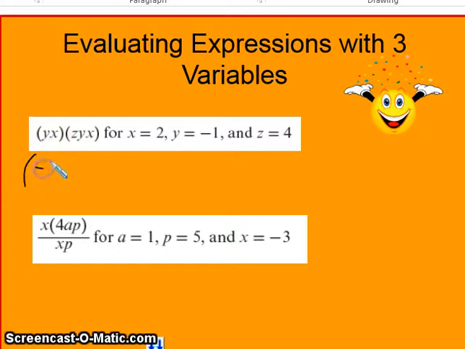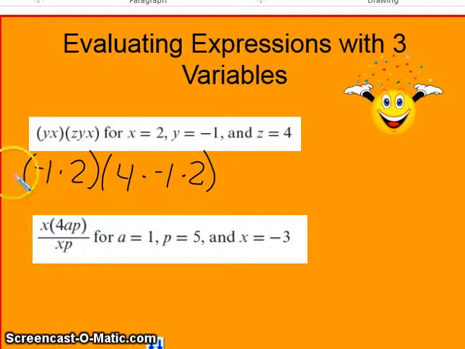Y is negative 1, so I have negative 1 times, when they're written next to each other, that means we're multiplying, x, which is 2, times z, which is 4, times y, which is negative 1, times x, which is 2.